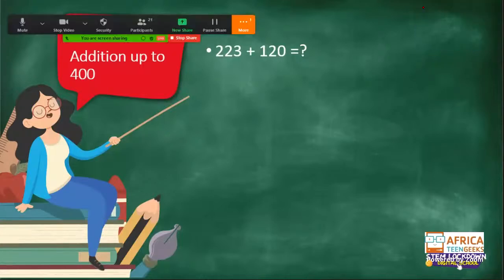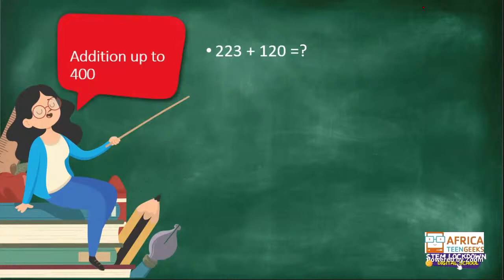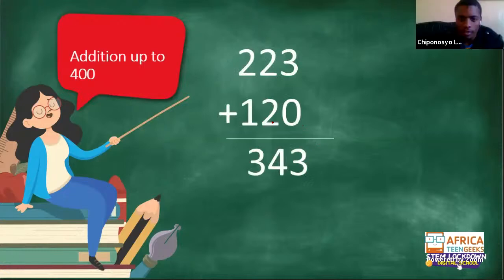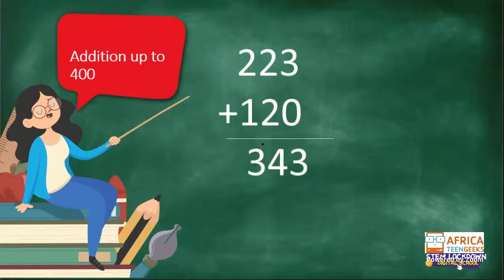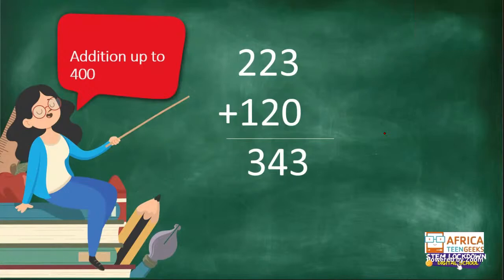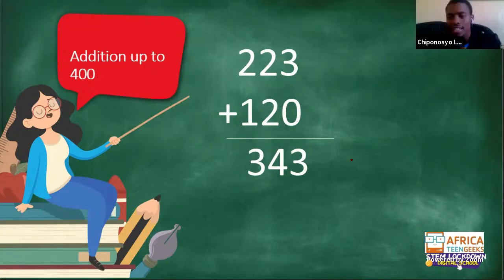So how did you get the answer? I used the sum, writing underneath, and then I said 3 plus 0 gave me 3, 2 plus 2 gave me 4, and then 2 plus 1 gave me 3. So the answer is 343. You are a legend. You are awesome. Thank you. All right.